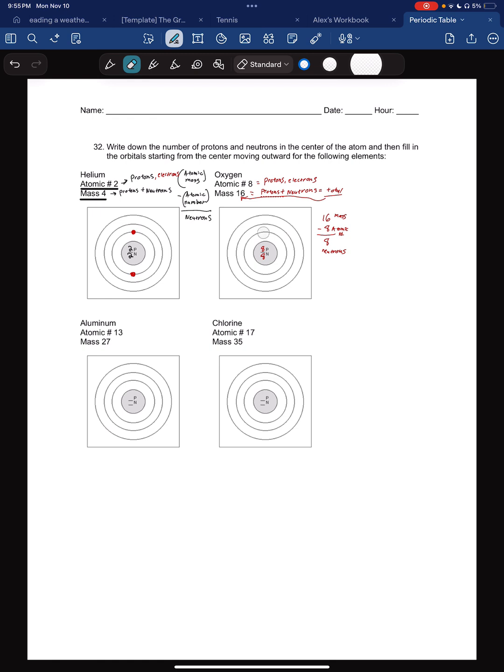So we're going to go 1, then we're going to go 2. Now we need to have a total of 8 electrons. Right now we have 2. So that tells you right now we need to fill up 6 more electrons in the second orbital, because 6 plus 2 gets you 8.